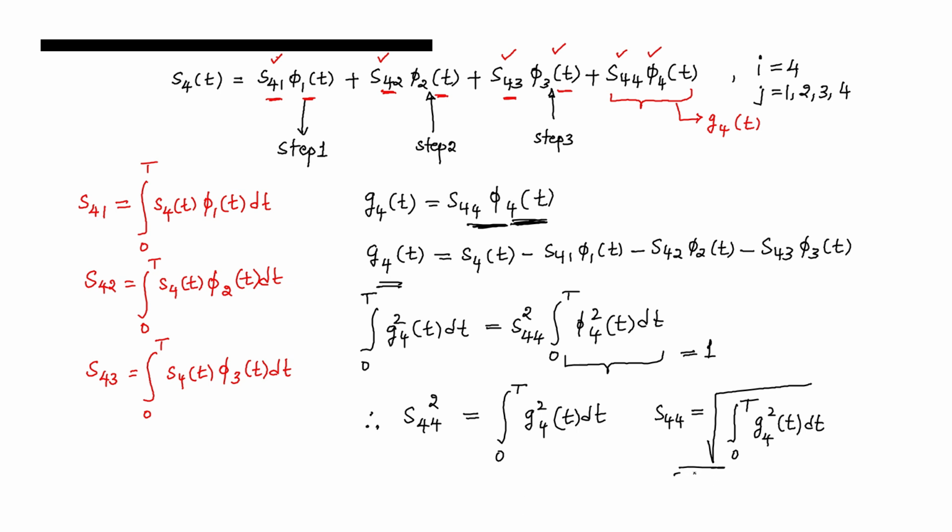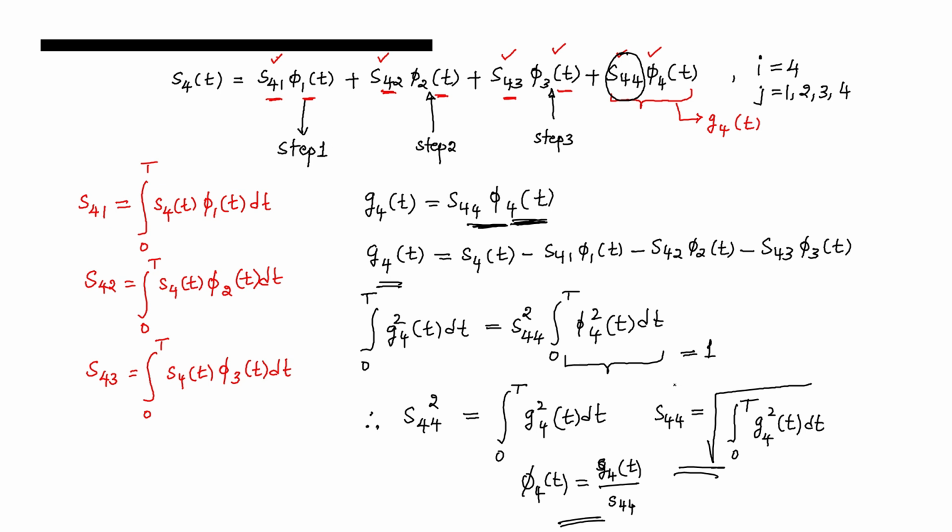So once S44 is known, we can calculate phi 4 of t. So what is phi 4 of t? Phi 4 of t is nothing but the orthonormal basis function to represent the fourth signal, which is given by G4 of t divided by S44. Like this, the procedure continues.